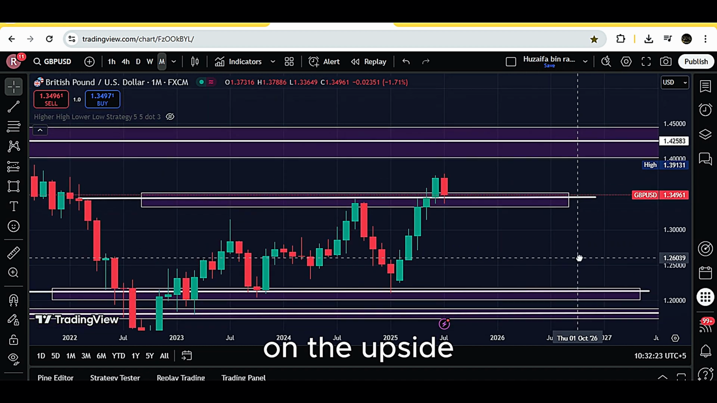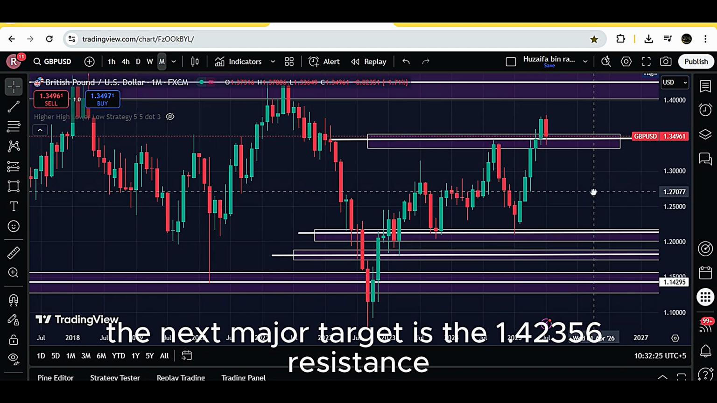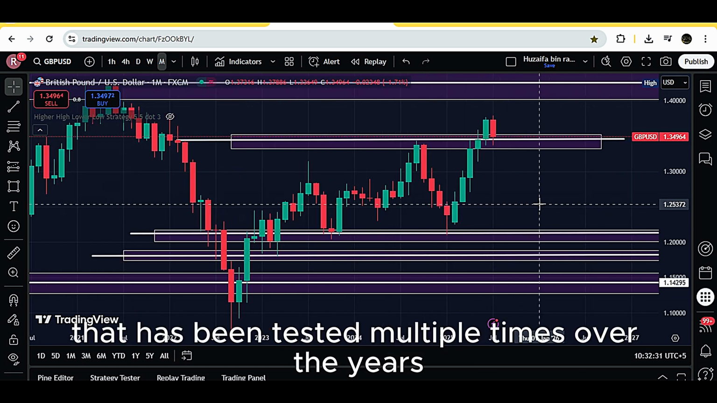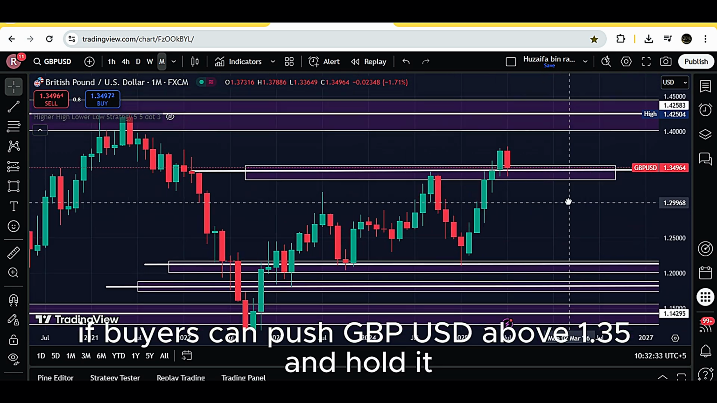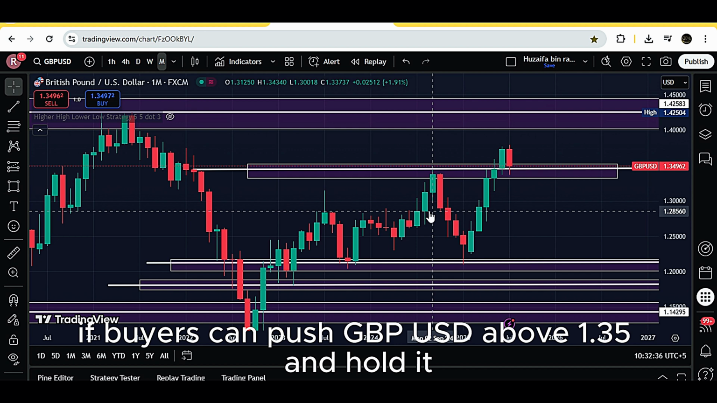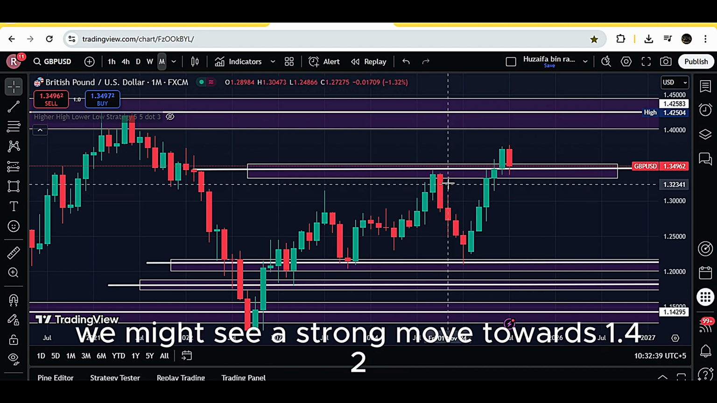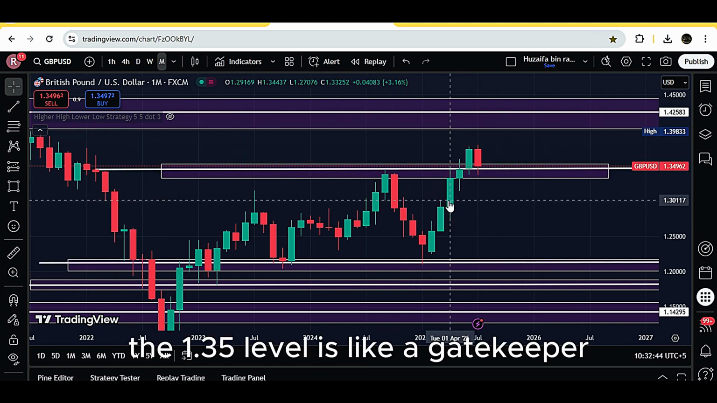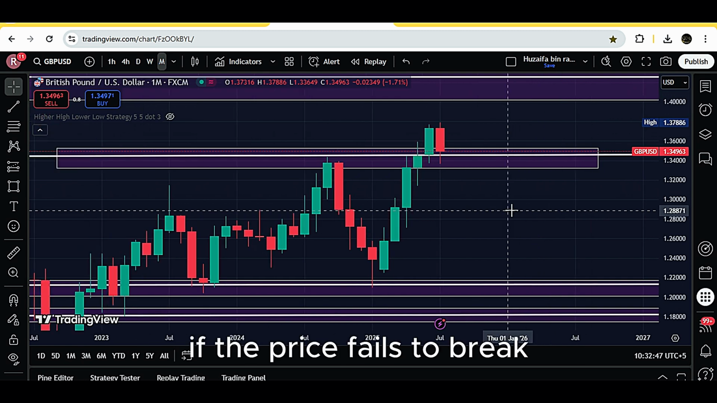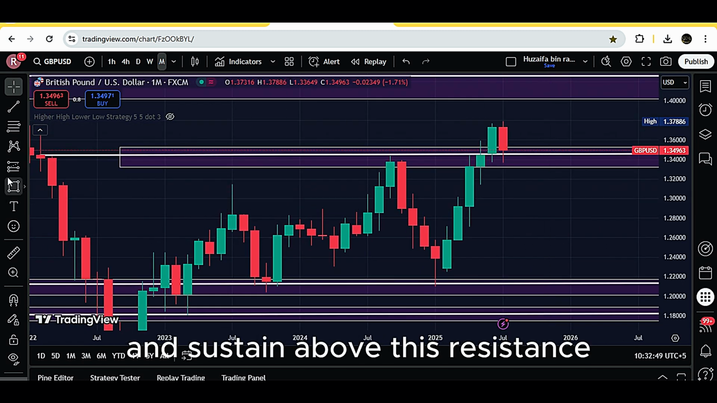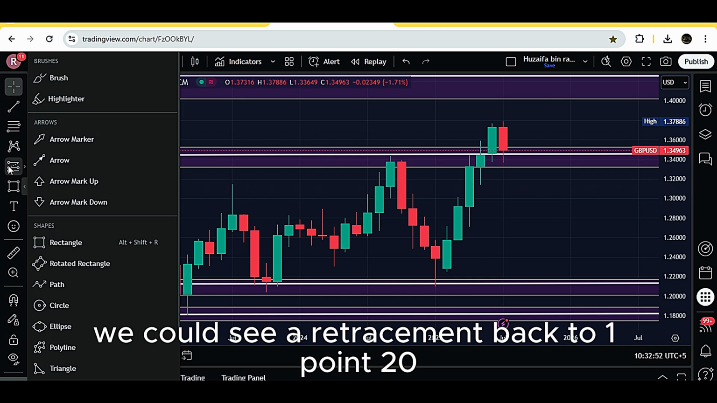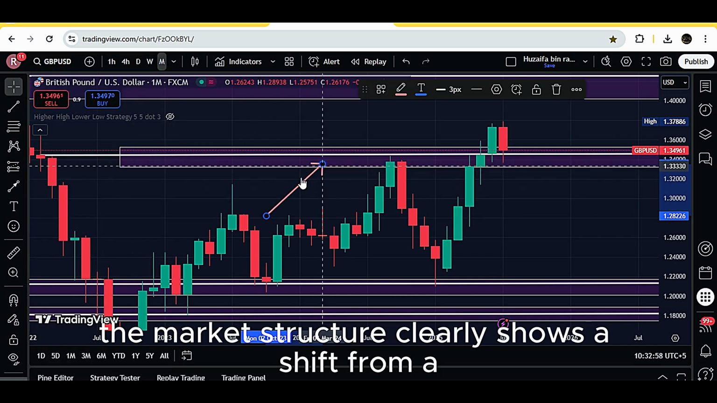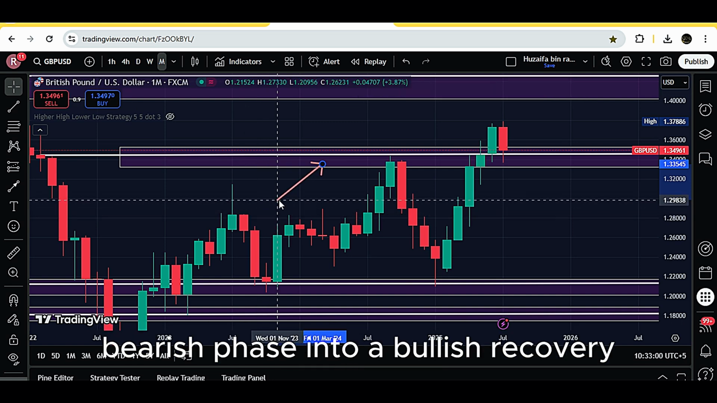On the upside, the next major target is the 1.42356 resistance, a price ceiling that has been tested multiple times over the years. If buyers can push GBP/USD above 1.35 and hold it, we might see a strong move towards 1.42. But keep this in mind, the 1.35 level is like a gatekeeper. If the price fails to break and sustain above this resistance, we could see a retracement back to 1.20 to 1.22.